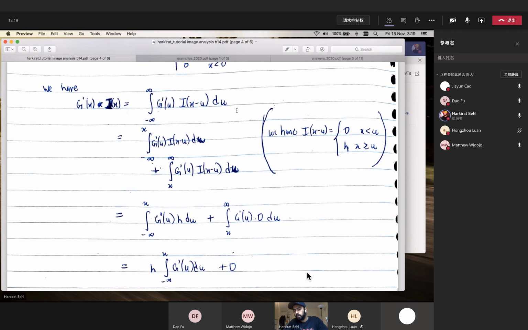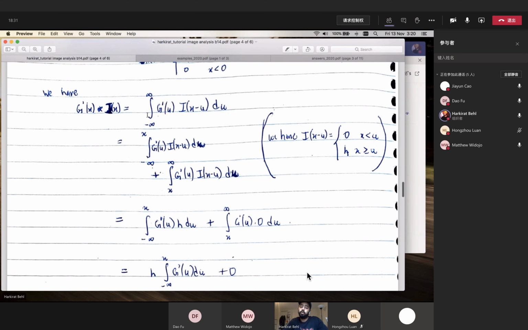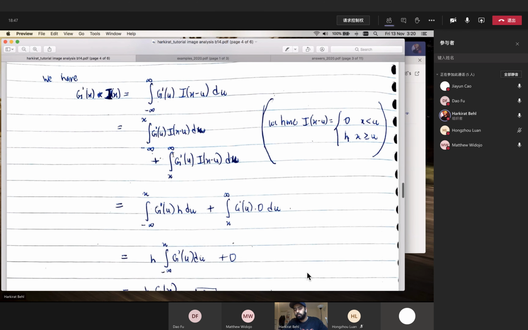Now I have split this integral into two terms. In the first part, I'll take the integration from minus infinity to x. In the second one, I'll take the integration from x to infinity. This is a basic property of integration, that you can split the integration. You had to sum over all the values from minus infinity to infinity. I said I'll do the summation in two parts. First, I'll sum over all the values from minus infinity to x, and then over the values from x to infinity. So this is just one step.